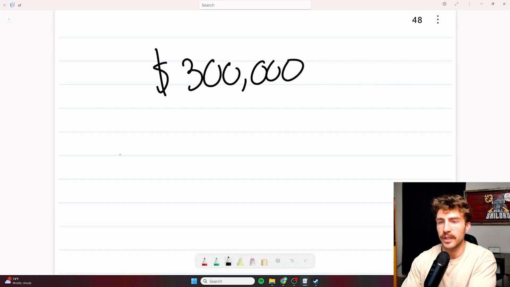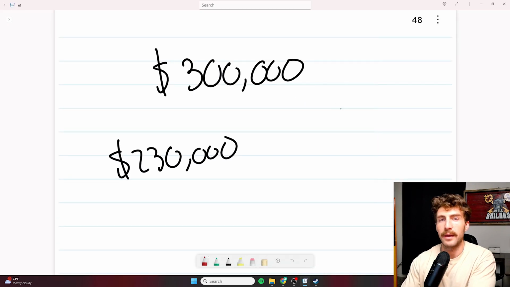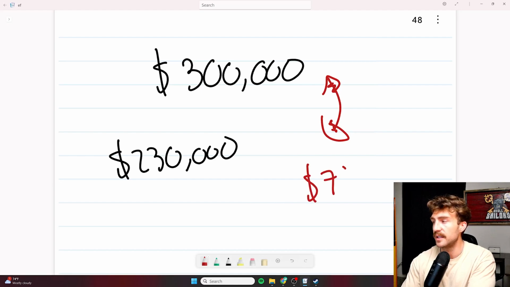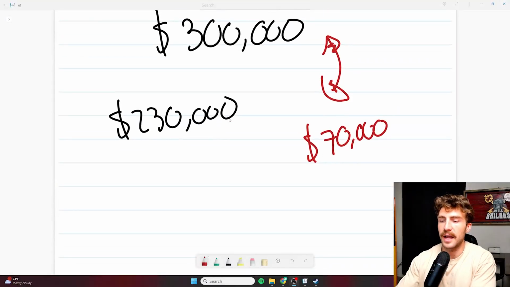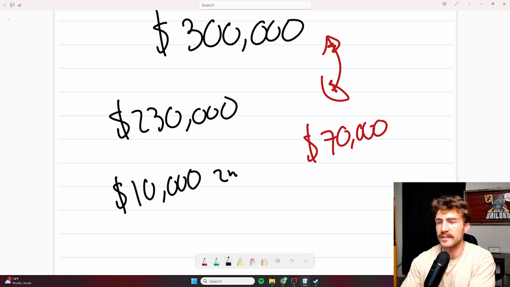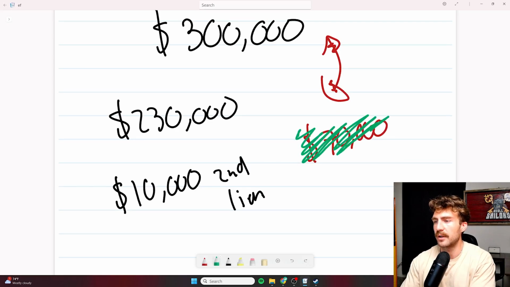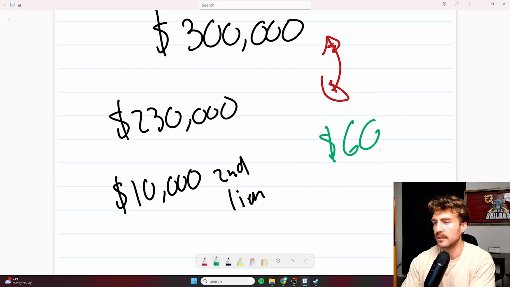So we have a house that is worth $300,000. It has a mortgage of $230,000. That means that the seller's equity, the difference between the value of the house and the debt, the equity is $70,000. But wait, Max, I thought you said there was a second mortgage. Great job. You need to make sure that you subtract all of the debt, all of the liens. So in this case, the seller actually had debt of around, give or take, $10,000 in the form of a second lien. So really, the equity is actually closer to $60,000.